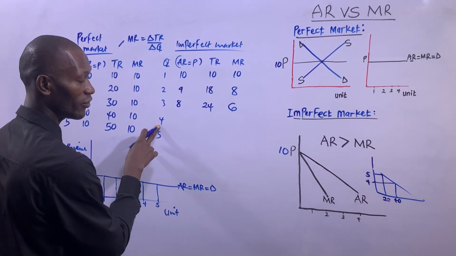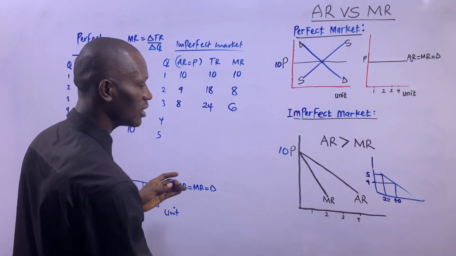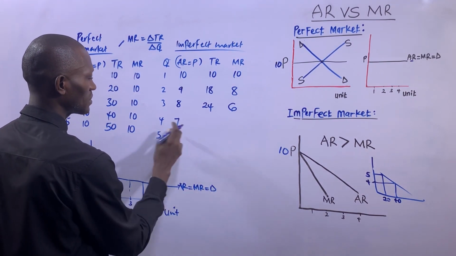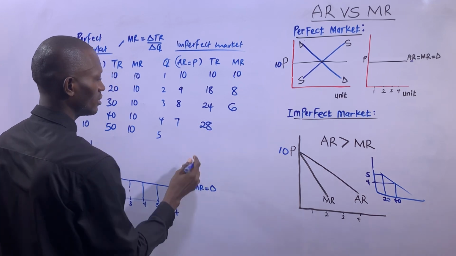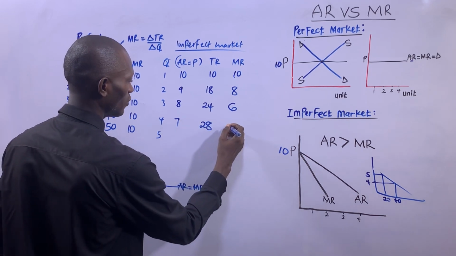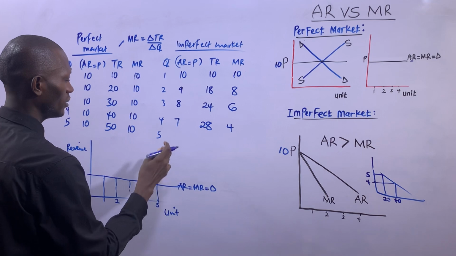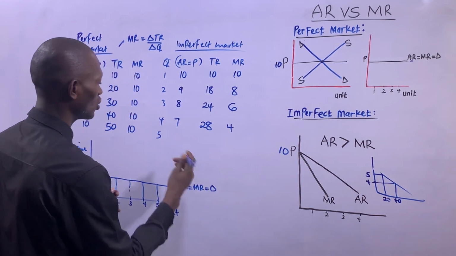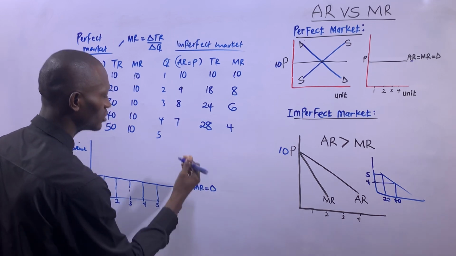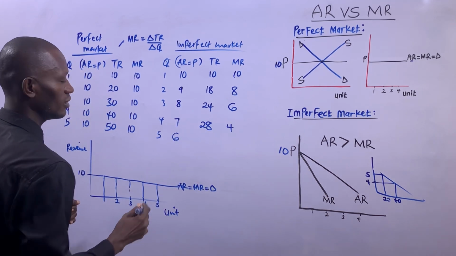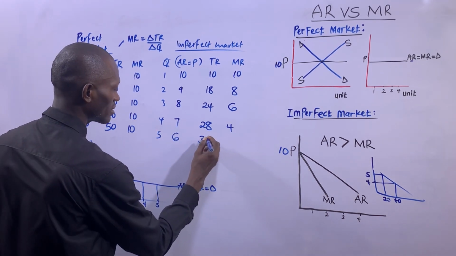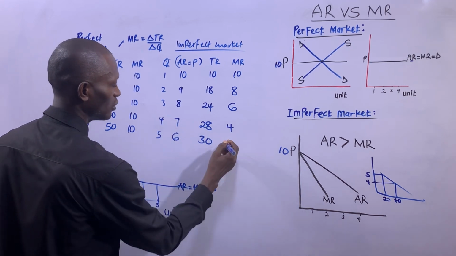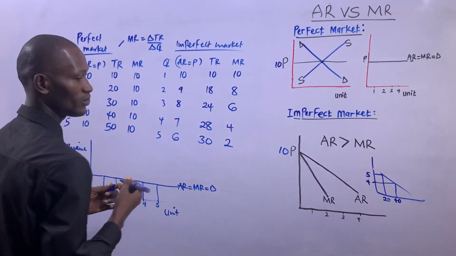In order to sell 4 units, the firm moves down the demand curve again. So here you have 7. 7 times 4, that's 28. Then 28 minus 24 gives you 4. Then in order to increase sales and, as a result, total revenue, the firm moves down the demand curve to 6. Then 6 times 5, that's 30. 30 minus 28 divided by 5 minus 4 gives us 2.